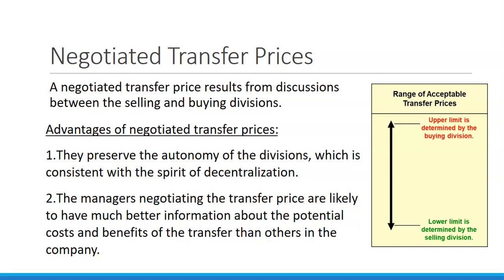The managers have autonomy in making that decision, and they're going to choose a price that benefits the company as a whole. Under a negotiated transfer price, our range of acceptable transfer prices, the upper limit is determined by the buying division, and the lower limit is determined by the selling division. So the selling division says, I will transfer this to you. This is my lowest price. And the buying division says, this is the absolute most I will pay. And then they negotiate for something in that range of prices.